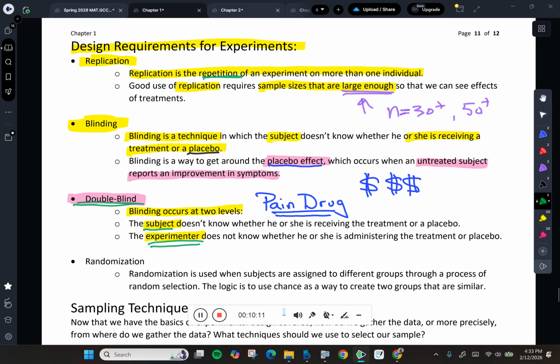So then when I ask them, hey, does your pain go down? I might be more open to an honest interpretation of their answer, not some sort of unconscious bias that I might throw into there. Right? So there's blinding and there's double blinding. Blinding is when the subject doesn't know. Double blinding is when the subject and the experimenter don't know.